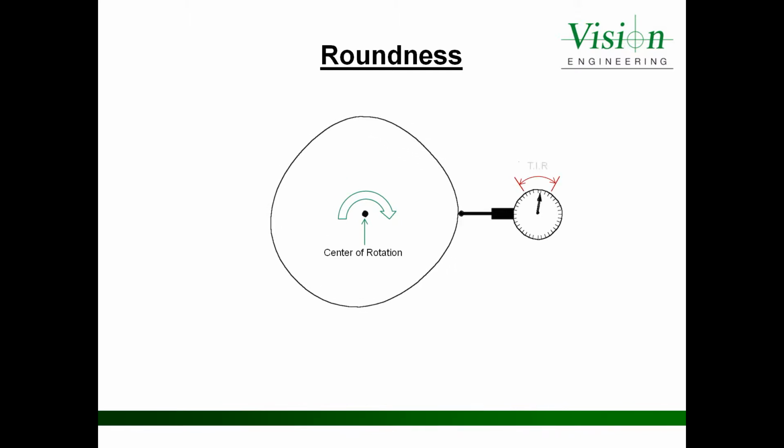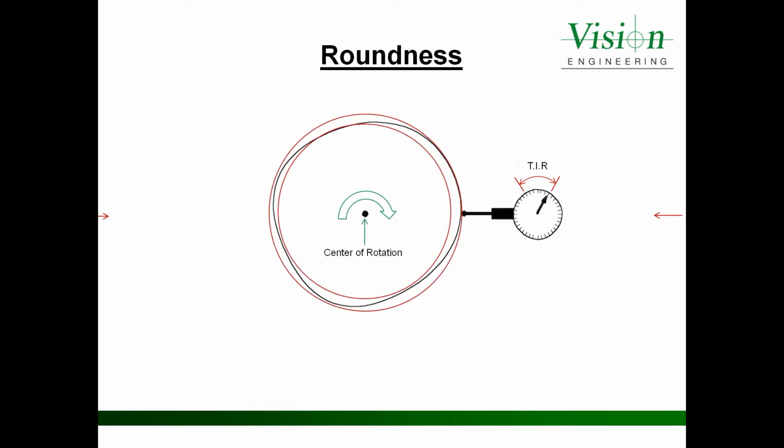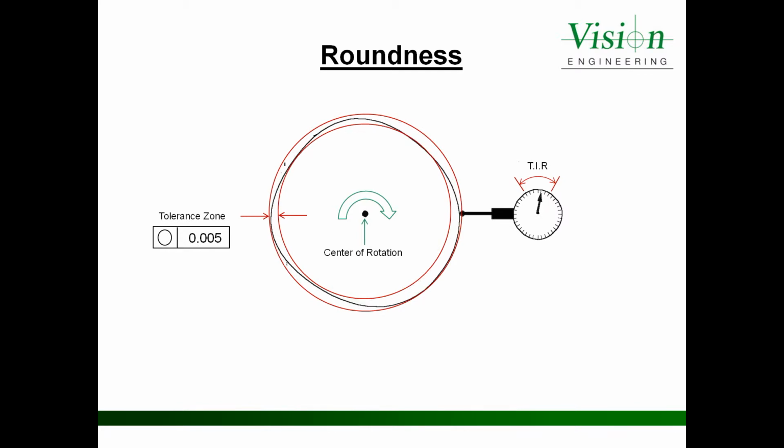And providing that our total indicator reading does not go outside of our tolerance zone of 0.005, then the part can be considered as in tolerance. If it goes outside of this tolerance zone, then the part is out of round.